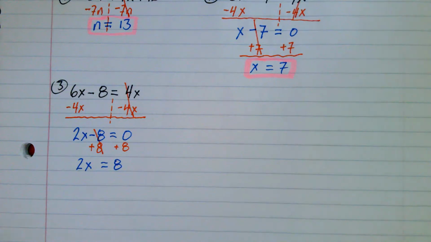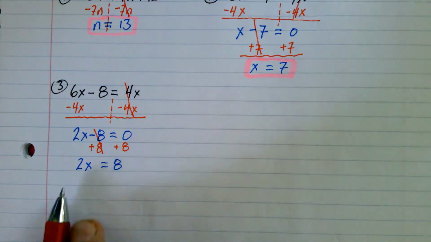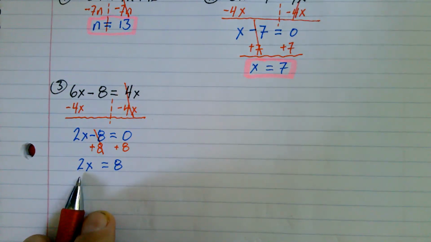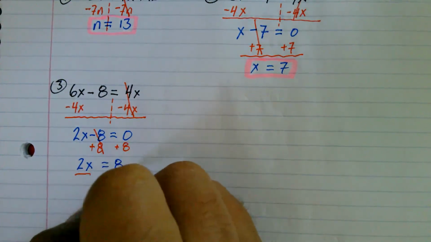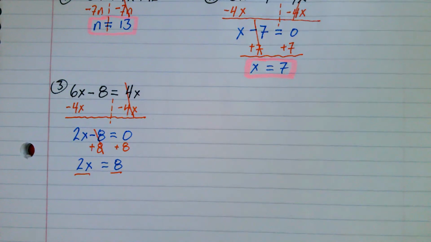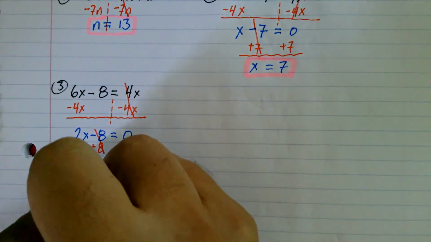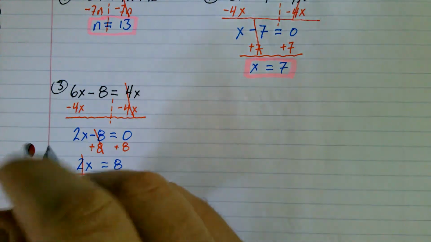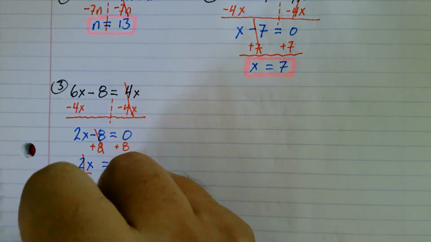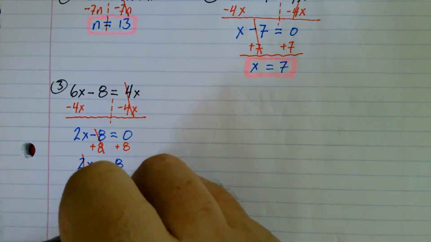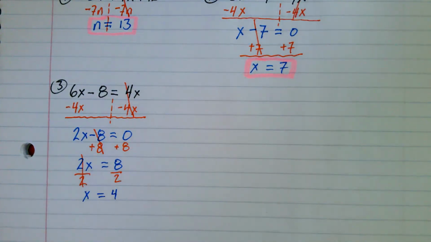So now let's get rid of the coefficient 2. What do I do to do that? Divide by 2. We want to get our variable isolated. So divide by 2. X equals 8 divided by 2, which is 4. And that's my final answer.